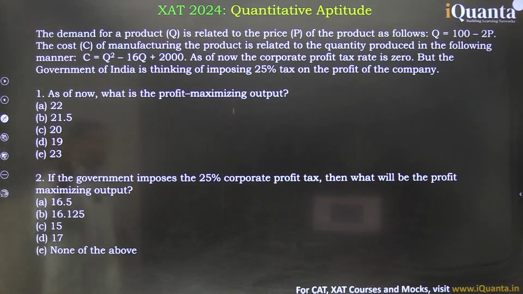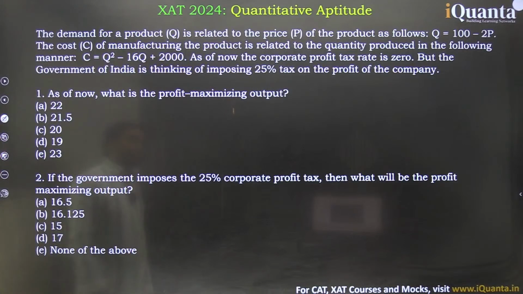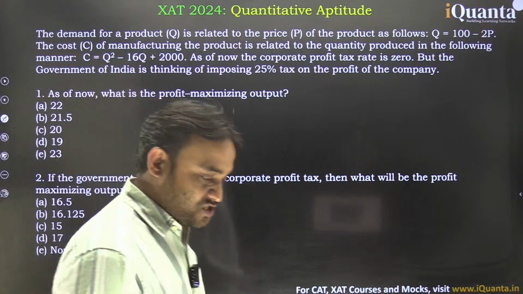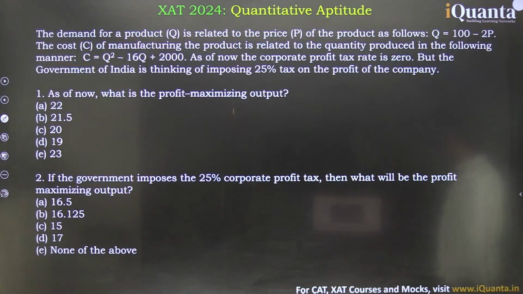Once again, just to make you understand, profit maximizing output means maximum number of manufactured products. Okay, maximum number of products, those are being manufactured. You need to find that to maximize the profit.